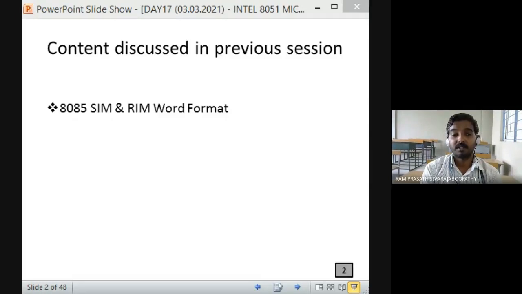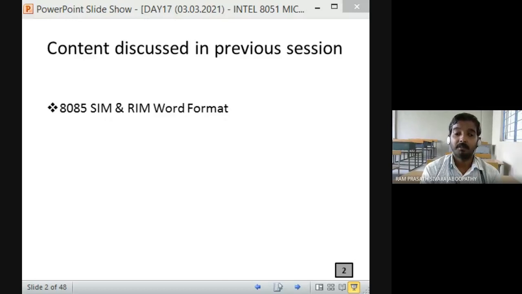You can see 3 bits. Yes, RST 5.5, 6.5, 7.5. What does it mean? Yes, very good. These 3 interrupts we can mask using the SIM instruction.